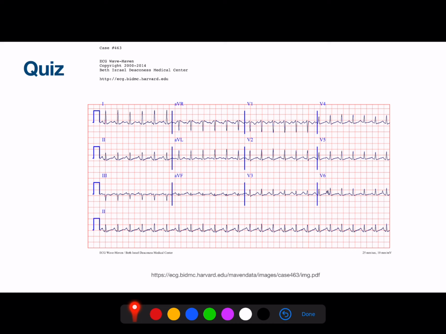So what is this? We know there is a P wave, there's a QRS, and it's a very fast rhythm. So this is the basic sinus tachycardia, which is above 100 beats per minute. This can be caused by stress, by anxiety, by catecholamines, by multiple stress factors.